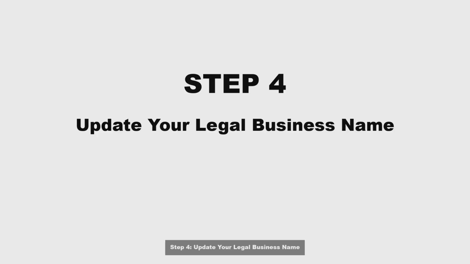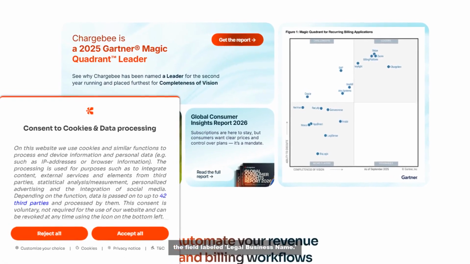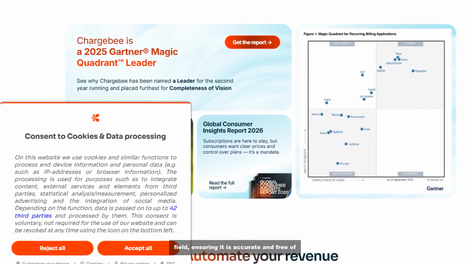Step 4. Update your legal business name. In the Business Information section, look for the field labeled Legal Business Name. Enter your new legal business name in this field, ensuring it is accurate and free of errors.